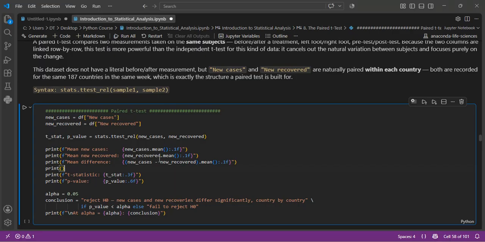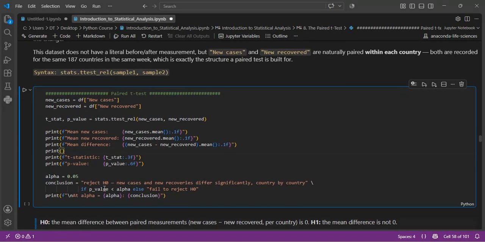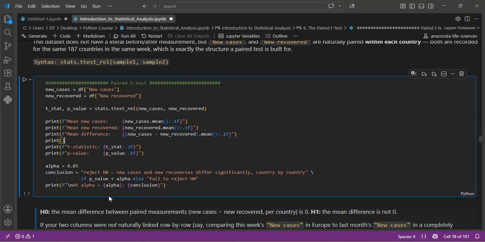So we format it in order to print the mean and then the statistic value and then the mean values of the columns that we have. Now, under this place, we are just looking for the condition, which we know already. What is our condition? We say reject the null hypothesis, that is, new cases and new recoveries differ significantly, country by country, if the p-value is less than alpha, else fail to reject.